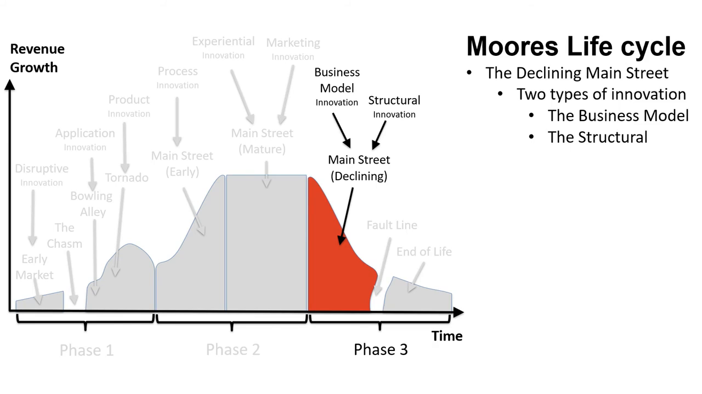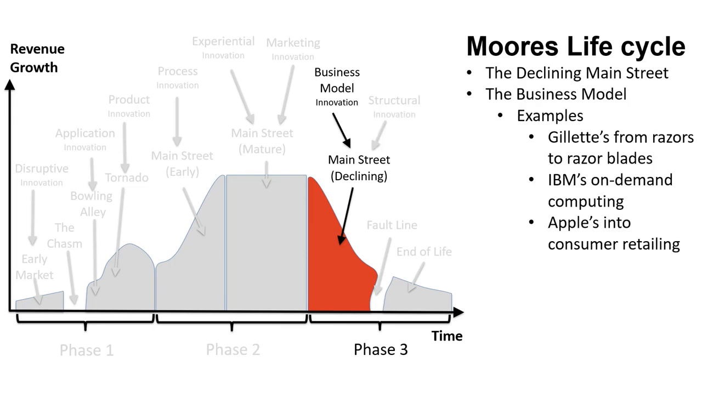Stage 7. The Declining Main Street. In terms of innovation, two types of innovation are aligned with this stage. These are the business model innovation and the structural innovation. Business model innovation reframes an established value proposition to the customer or a company's established role in the value chain, or both. Examples include chestnuts like Gillette's move from razors to razor blades, IBM's shift to on-demand computing, and Apple's expansion into consumer retailing.